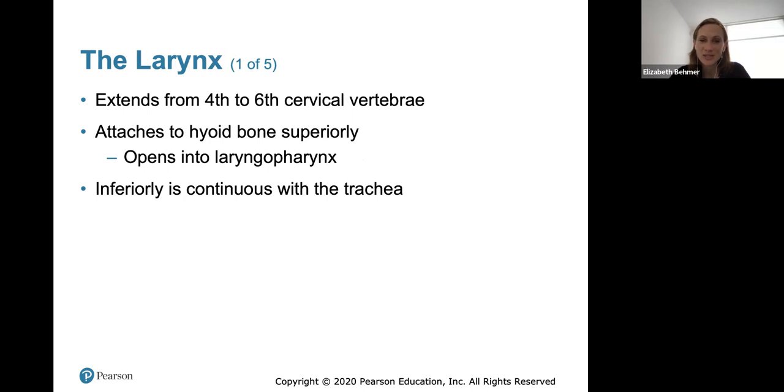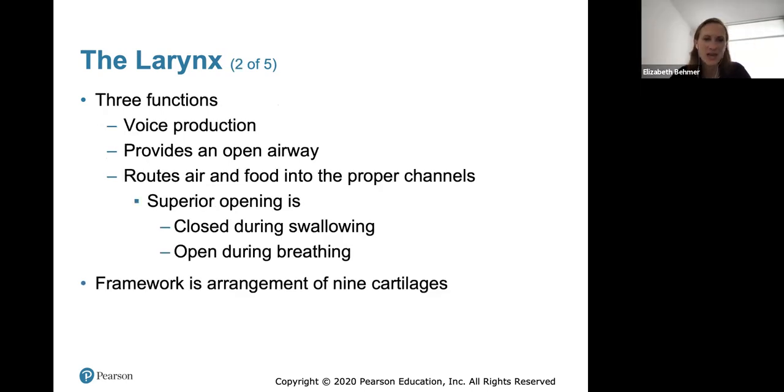It's also known as the voice box. And inferiorly, it's continuous with the trachea. The larynx has 3 functions. It helps to produce sound with your voice box and vocal cords. It provides an open airway, and it routes air and food into the proper channels. So the superior opening is closed during swallowing so that food goes down the esophagus, and it's open during breathing so that air goes down the trachea.